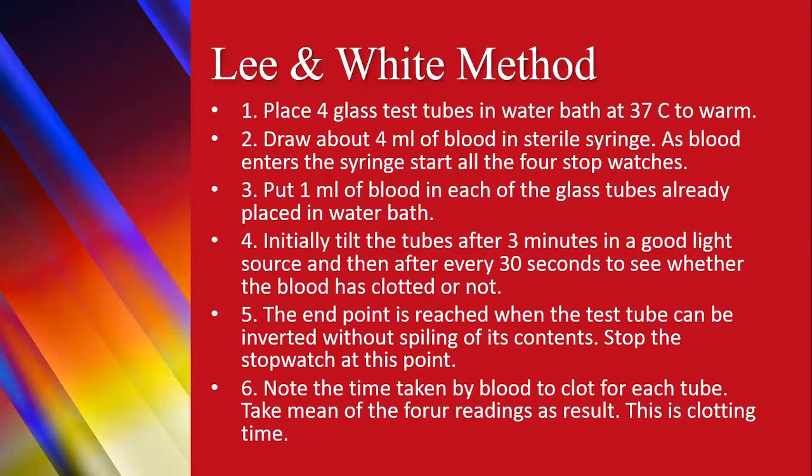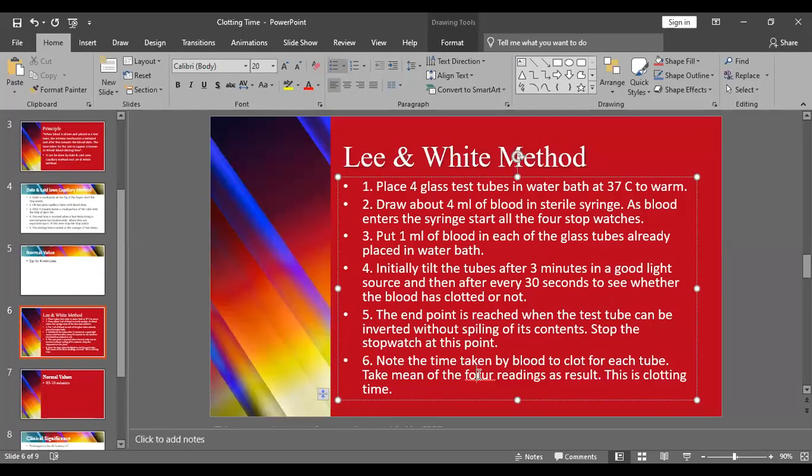Note the time taken by blood to clot for each tube. You have four tubes, so take four times. It may be slightly different, or it may be the same. Take the average of the four readings as a result. This is the clotting time.